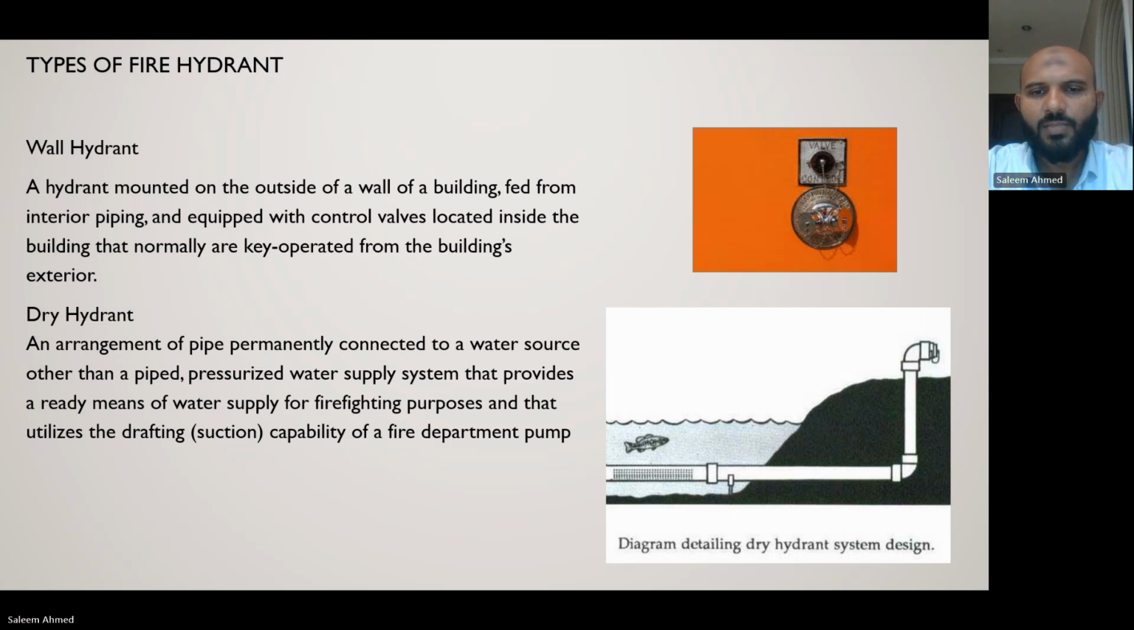Dry hydrant, you can see from here, it is a pipeline connected to an open water source. So the fire water is not actually a pressurized private network. It is an open source of water, and the pipeline is attached to that, and it has a provision where the fire pumper can connect their hose and draw the fire water from this FDC connection. A dry hydrant is an arrangement of pipe permanently connected to a water source, other than a pressurized water supply system, that provides a ready means of water supply for firefighting purposes.